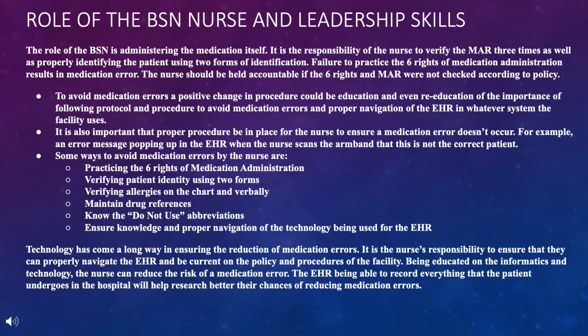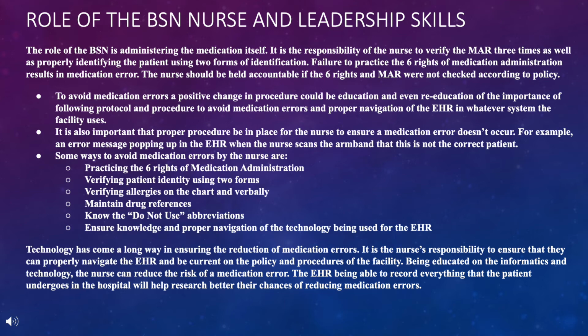To avoid medication errors, a positive change in procedure could be education and even re-education of the importance of following protocol and procedure to avoid medication errors, and proper navigation of the EHR in whatever system the facility uses. It is also important that proper procedure be in place for the nurse to ensure a medication error doesn't occur. For example, an error message popping up in the EHR when the nurse scans the armband of the patient that this is not the correct patient.